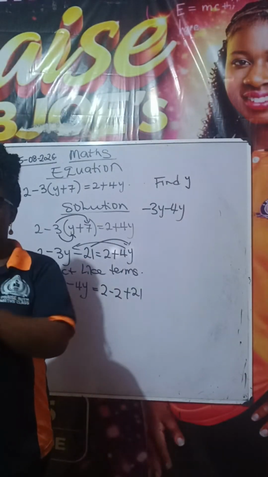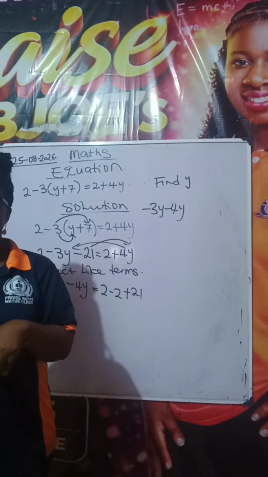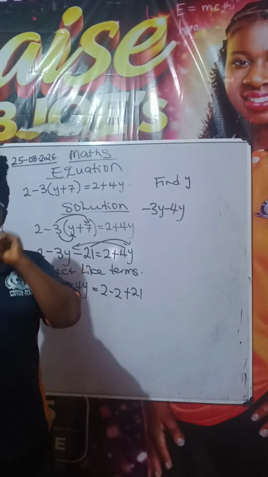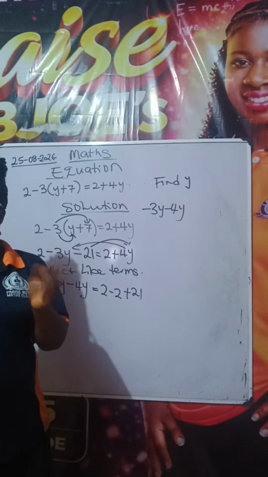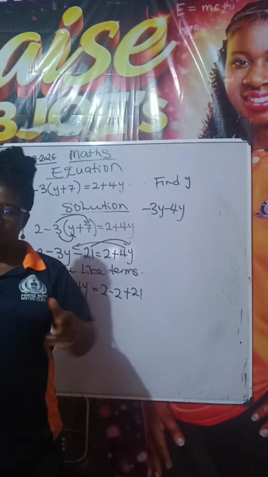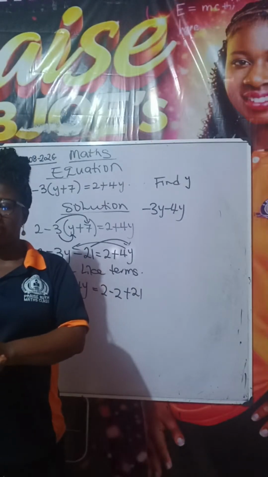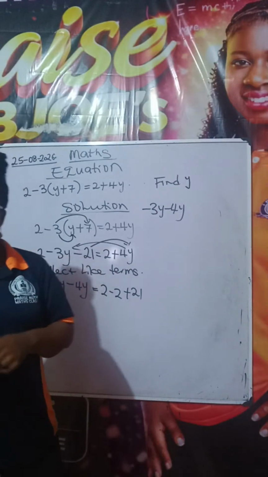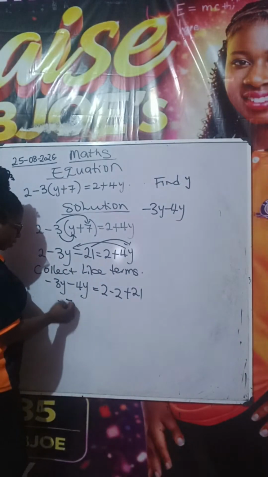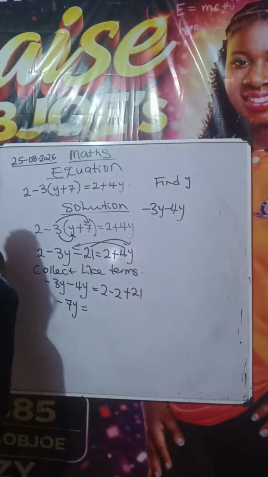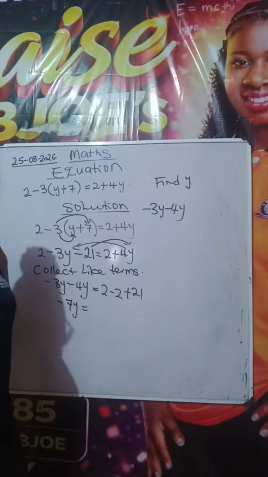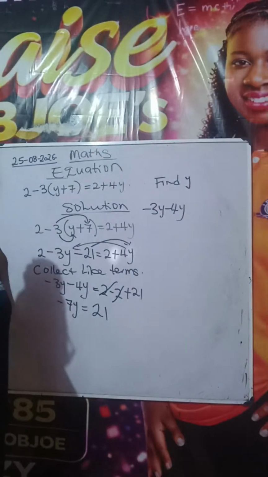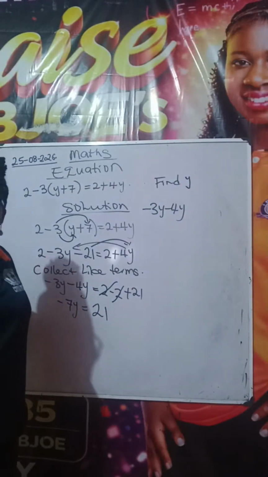Okay. Once you have it like this, you know that when you have minus minus, this is not multiplication. When you have negative negative, all you need to do is add them together and keep the sign. So minus minus, you add it, you keep the sign, and that will be minus 7y equals, did you get it? Now 2 minus 2 is 0, equals 21.